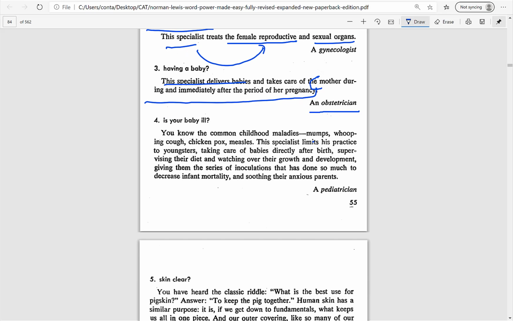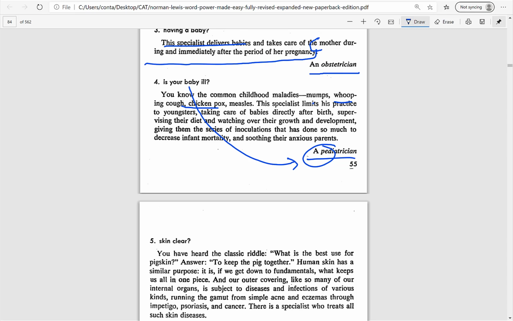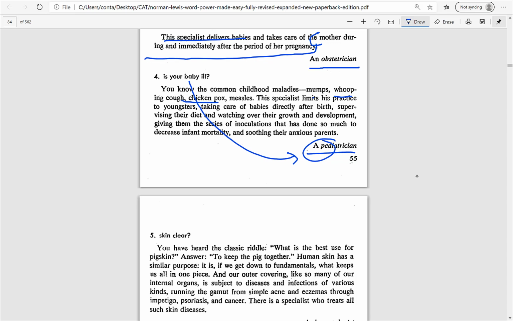The fourth type of specialist that we have is a pediatrician. Now, a pediatrician is a doctor of children. Okay, so it is a specialist of all different types of diseases that children undergo. For example, chicken pox, whooping cough, all of that. Okay, so she or he specializes in the treatment of infants and babies.